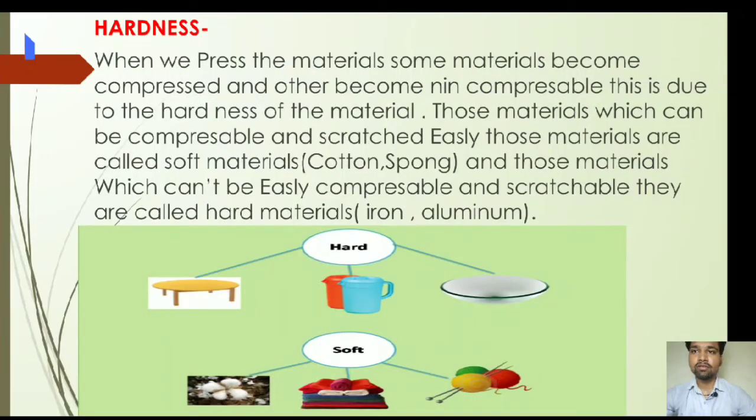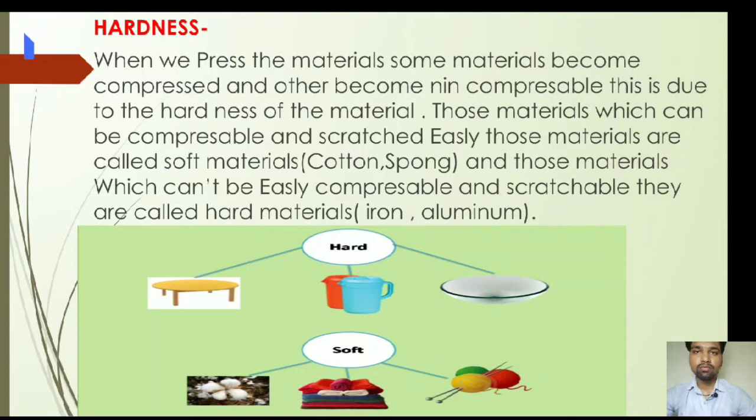Friends, the second one is hardness. Hardness refers to that when we press any object, if it is compressible, then we see that this object is soft, and when we are not able to press any object which is made of a specific kind of material, then we say that this material is hard.